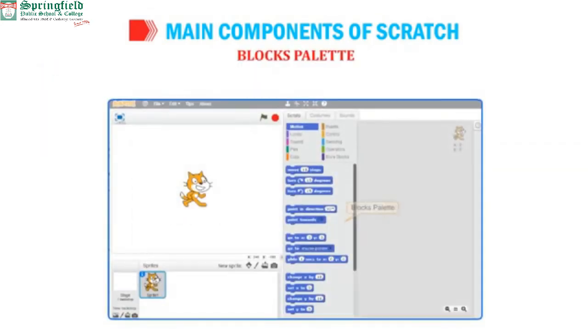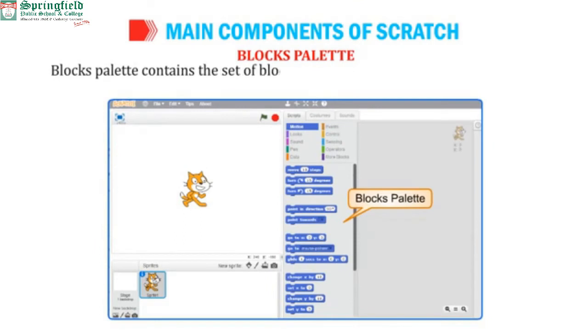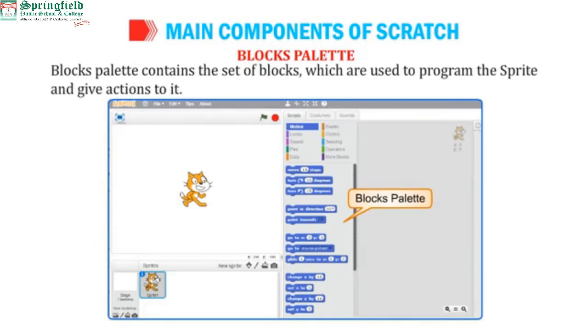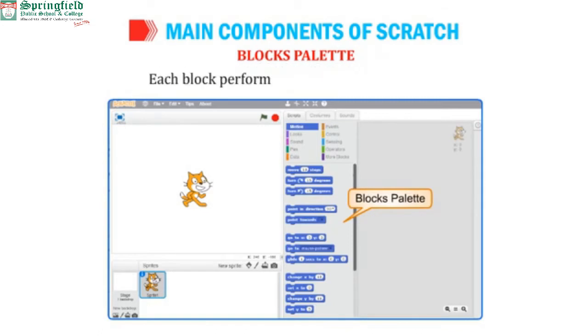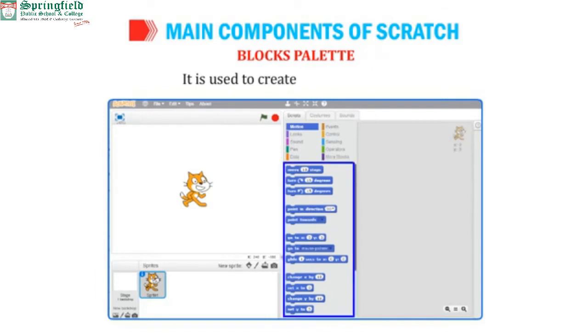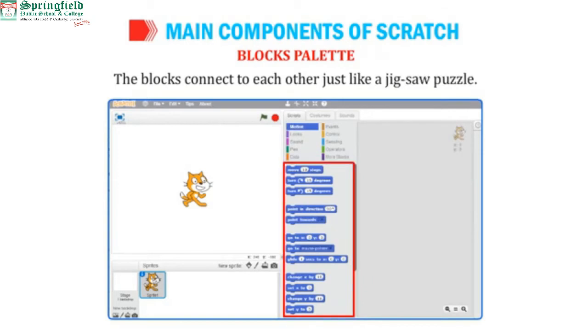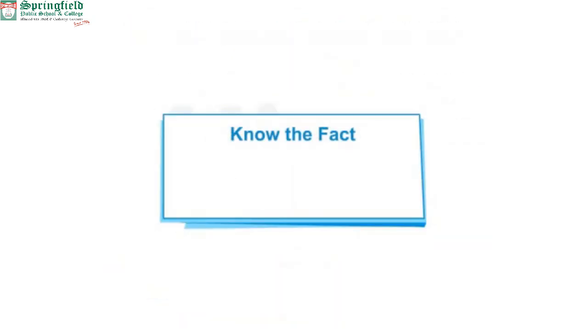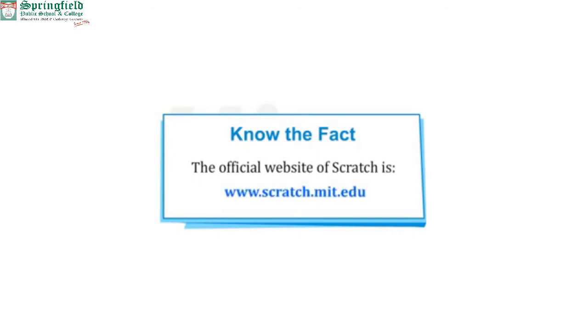Blocks Palette. Blocks Palette contains the set of blocks which are used to program the sprite and give actions to it. Each block performs a specific task in a project. It is used to create scripts in Scratch. The blocks connect to each other just like a jigsaw puzzle. Let's know an interesting fact. The official website of Scratch is www.scratch.mit.edu.